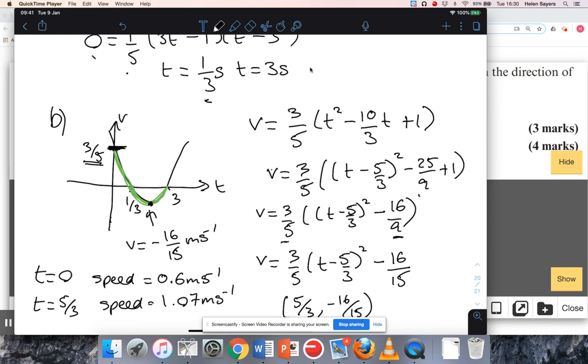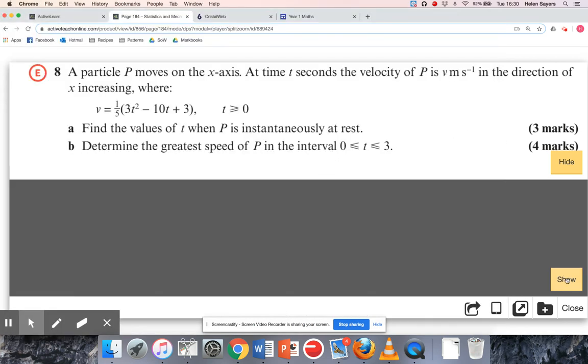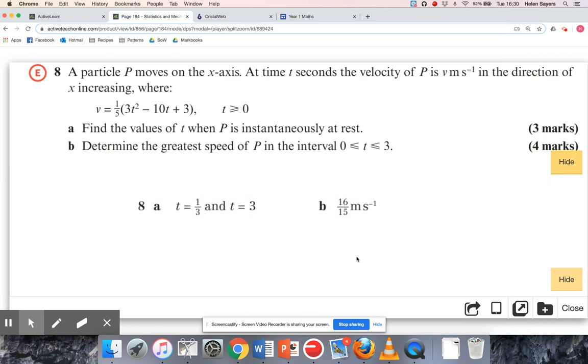So it would have been a much easier question if it had asked the greatest velocity. If it had asked the greatest velocity, we straight off could have said it's 0.6 meters a second, but because it asked the greatest speed, I have to give it a little bit more thought than that. Let's just double check. Are we happy with those answers? Yeah, that's what we got.